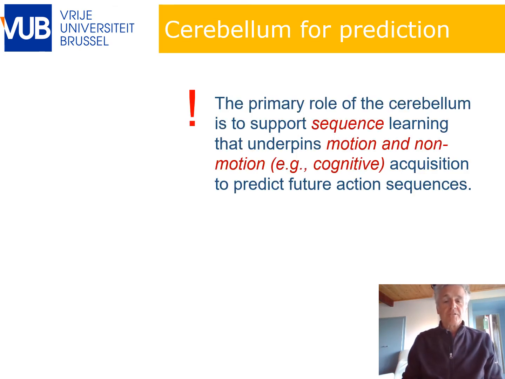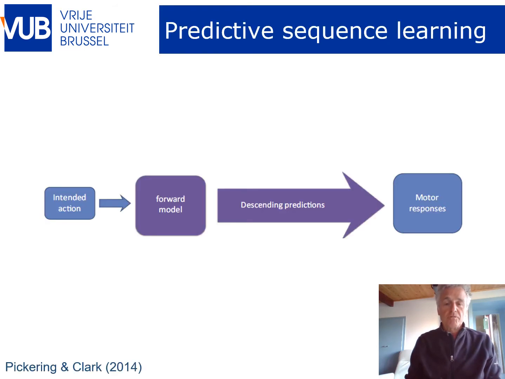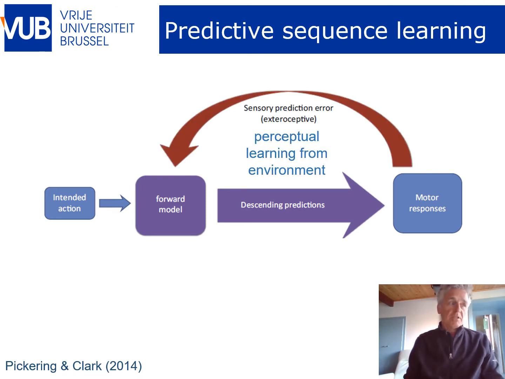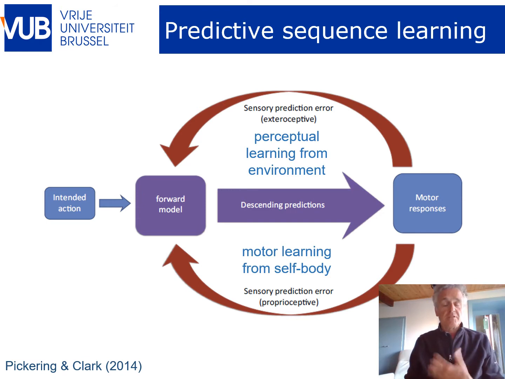The cerebellum serves prediction. The primary role of the cerebellum is to support sequence learning, the sequences of our motions or non-motion related cognitions, emotions and so on, to acquire that and to help in predicting future action sequences. That's its main role. So when we intend to execute an action, we have at our disposal a forward model that we have learned earlier, and then we know what to do. And while we execute the behavior and these motor responses, we also have in that model predictions about the external environment, how the external environment should and will react, and the same is true for our bodily sensations.